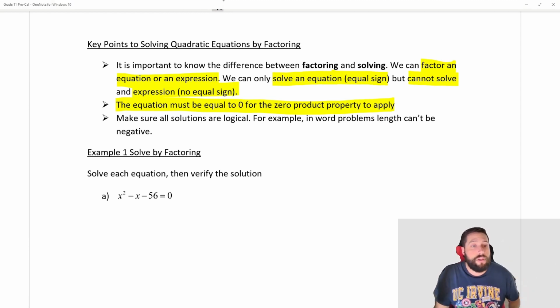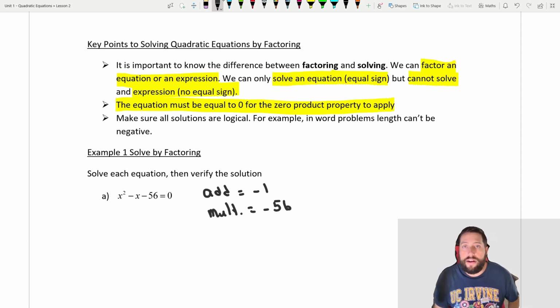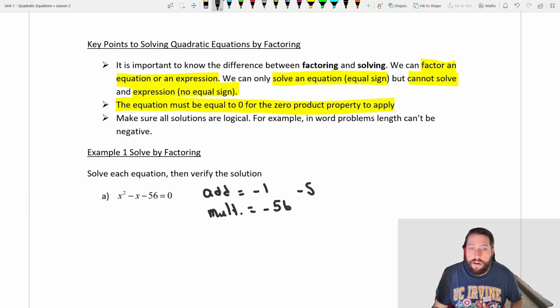Let's start with example number 1, solve by factoring. Solve each equation, then verify the solution. So we have x squared minus x minus 56. Again, we need two numbers that add to -1 but multiply to -56. What are the factors of that? Well, that's going to be -8 and +7.